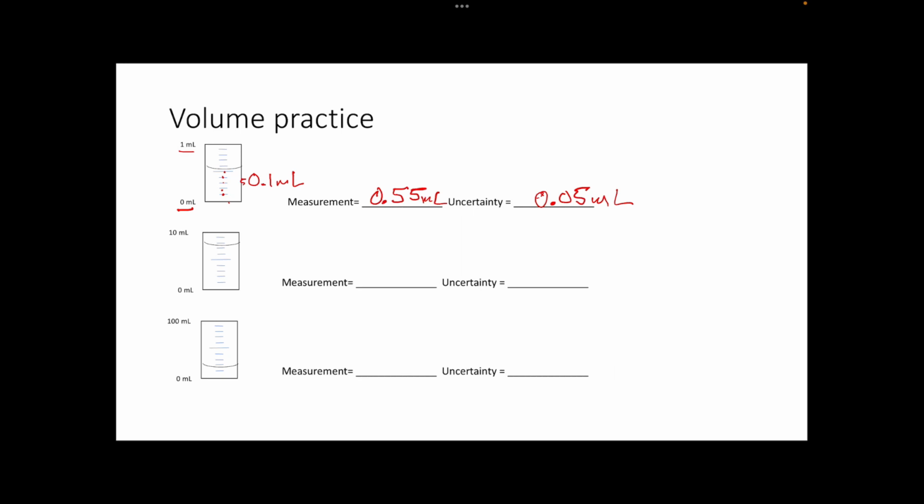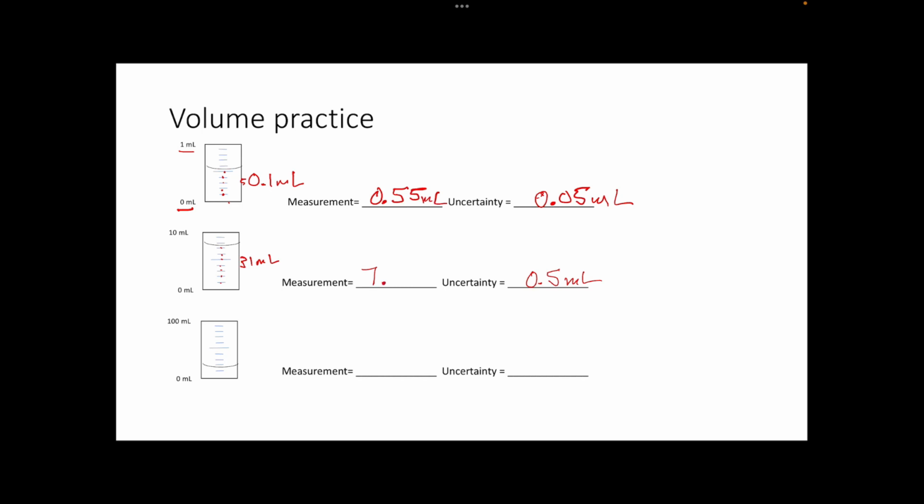All right, the second one down here in the middle, it's going from 0 to 10. So this is similar to the one we had in the previous slide, where each division here is 1 milliliter. So our uncertainty is going to be half of 1 milliliter, or 1 milliliter divided by 2. So it's going to be 0.5 milliliters. Now, if we count and see where the bottom of our meniscus is, it's going to be 1, 2, 3, 4, 5, 6, 7. So that's 7 milliliters.